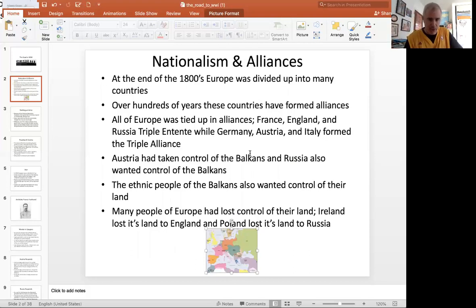Austria had taken control of the Balkans. Russia also wanted control of the Balkans. The ethnic people of the Balkans, they wanted control over their own land, but they did not have a say in this. This is the same period when the Europeans decided which European country would rule East Africa. So they were all powerful. They didn't care about what the local people had to say.